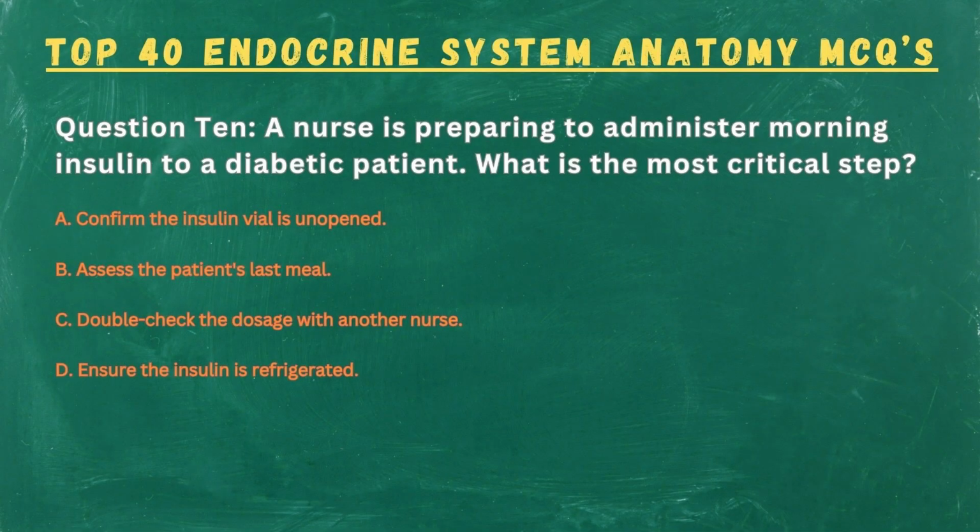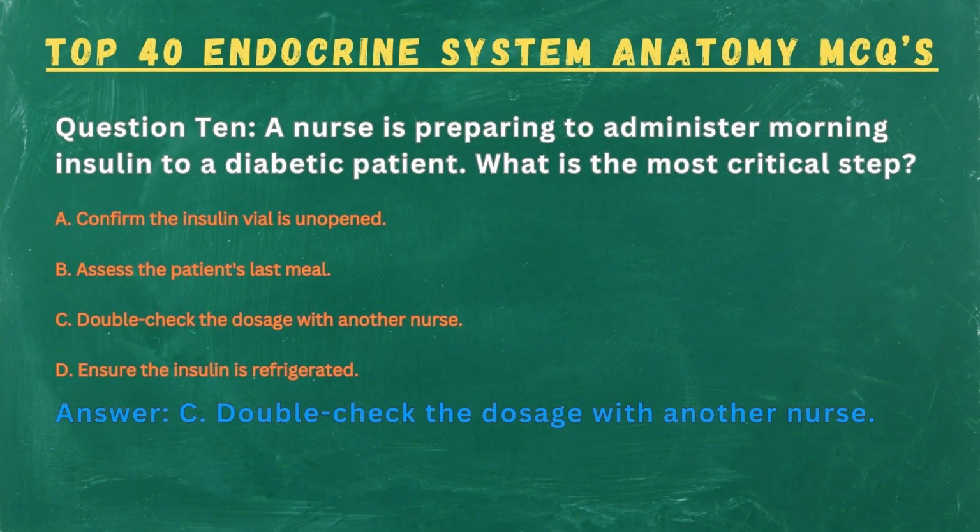Question 10. A nurse is preparing to administer morning insulin to a diabetic patient. What is the most critical step? A. Confirm the insulin vial is unopened. B. Assess the patient's last meal. C. Double-check the dosage with another nurse. D. Ensure the insulin is refrigerated. Answer. C. Double-check the dosage with another nurse.